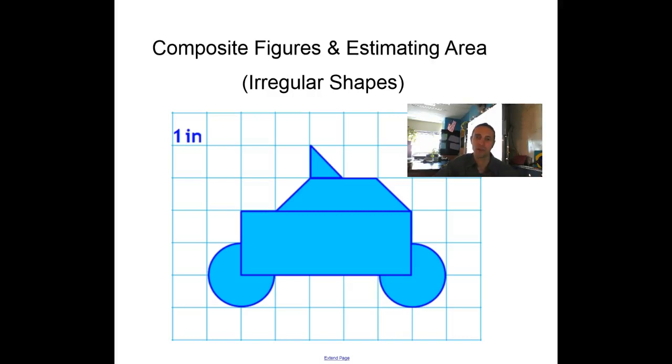Hey there, geometry world. After teaching this for a few years, I realized that sections 10.3 and 10.4 are truly intertwined. What they have to do with are what are called composite figures, more than one figure combined, finding area and perimeter in the coordinate plane, which has a little hitch to it, and then estimating area, which is probably one of the most important things of all.